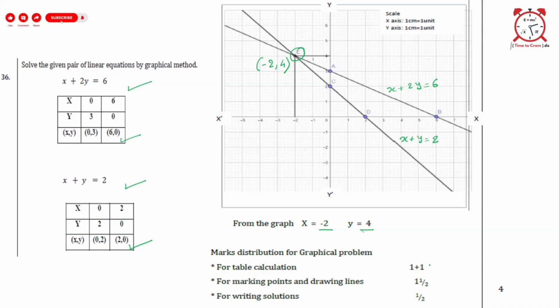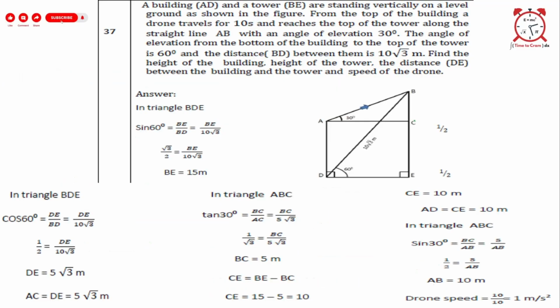For the table, both tables, 1 plus 1. For marking points and drawing lines, 1.5, and for writing the solution, half a mark. So look how important the steps are. Okay, let's go ahead. Now question number 37 is from trigonometry: a building AD.